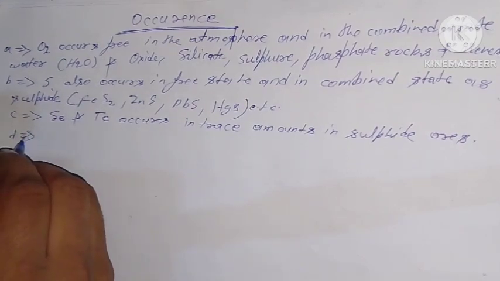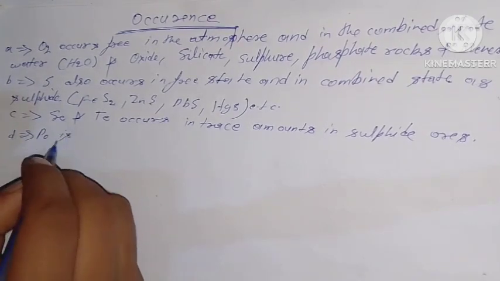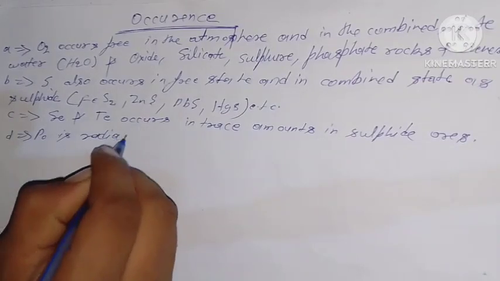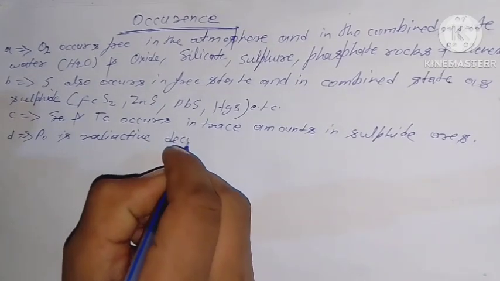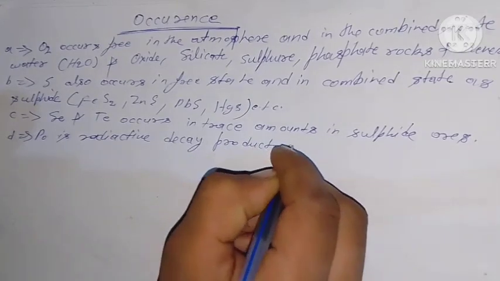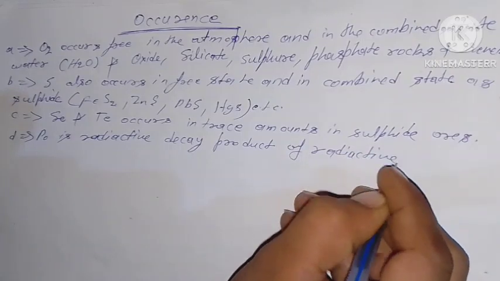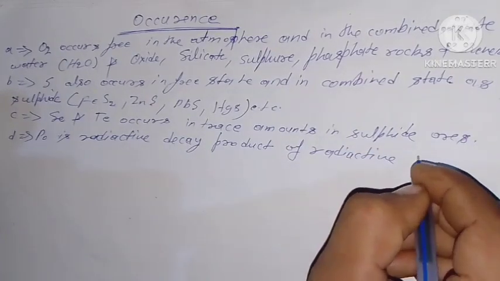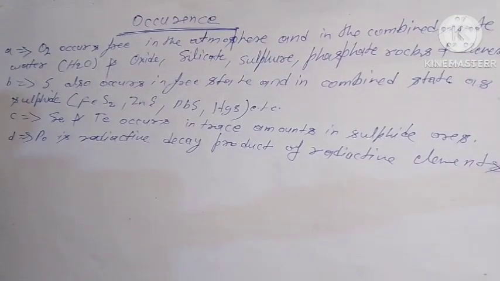D point. Polonium is radioactive. Polonium is a radioactive decay product of radioactive elements. Okay. And next heading: diagonal relationship in oxygen and chlorine.